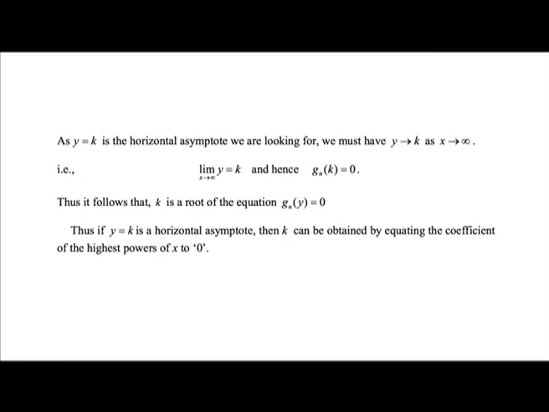As y equal to k is the horizontal asymptote we are looking for, we must have y goes to k as x goes to infinity. That is, limit x goes to infinity y is equal to k, and hence g n of k is equal to 0. Thus, it follows that k is a root of the equation g n of y is equal to 0. Thus, if y equal to k is a horizontal asymptote, then k can be obtained by equating the coefficient of the highest power of x to 0.